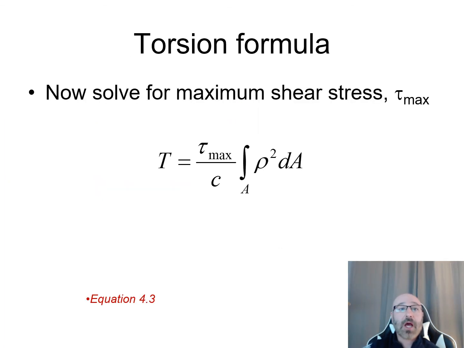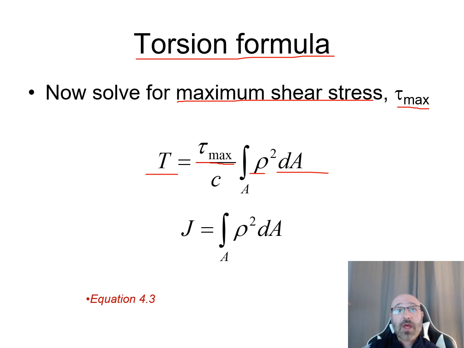So continuing on with our torsion formula, we now want to solve for the maximum shear stress, our tau sub max. We have a relationship here, our total torque is equal to, when we pulled out those constants from the integral, tau max over c, the integral over the area of rho squared dA. What we saw is we can come up with this relationship by going to equation 4.3 in our textbook, and we see that tau is equal to Tc over J.